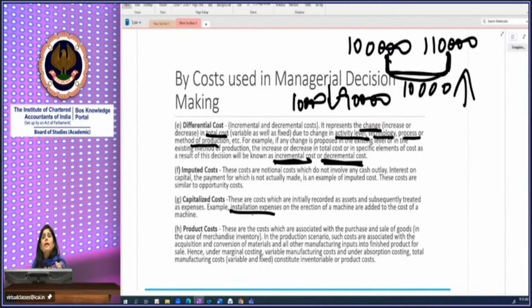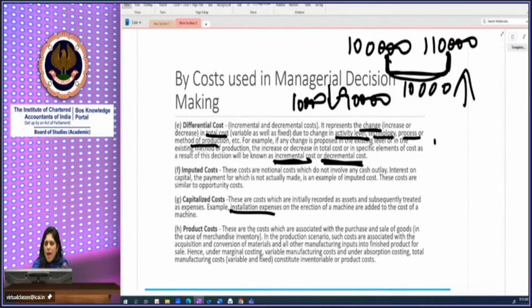But loading and unloading charges of a machine which is purchased will be added to the machine only. It is not an expense. So any expense which is added to the cost of the asset becomes a capitalized cost. Clear? So that loading or unloading or installation expense of a machine is a capitalized cost. All right. It's not an expense. It will be added to the cost of the asset till the asset is used.